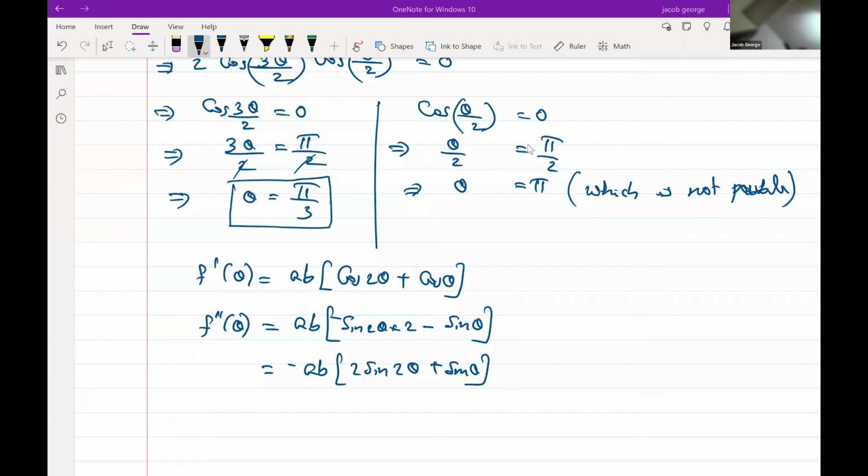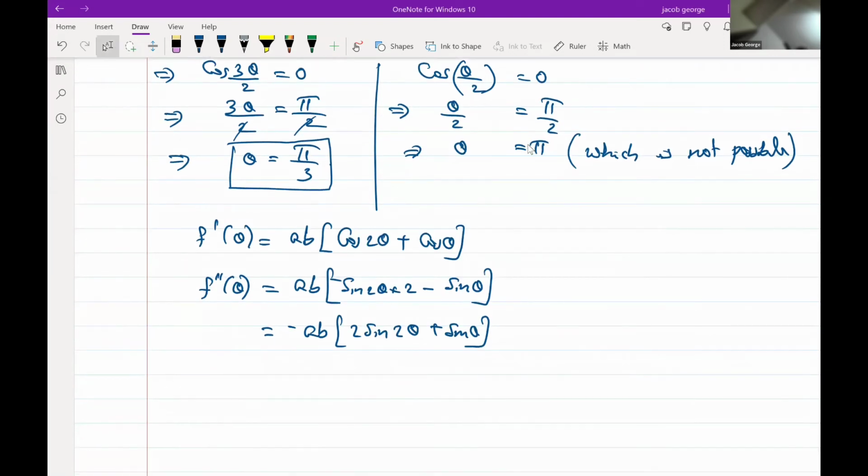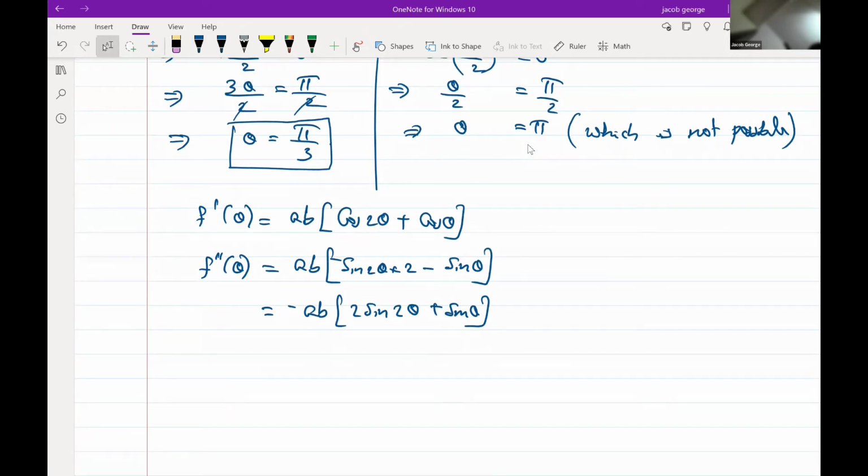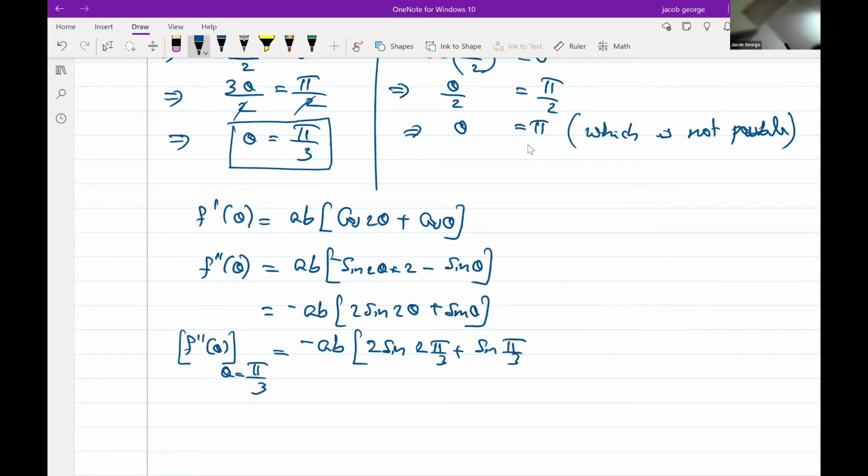So we found F dash theta minus AB, F double dash theta minus AB into 2 sine 2 theta plus sine theta. Is it clear? Okay, now we will substitute theta as pi by 3. F double dash theta at theta equal to pi by 3, we get minus AB into 2 sine 2 into pi by 3 plus sine pi by 3 plus sine pi by 3.